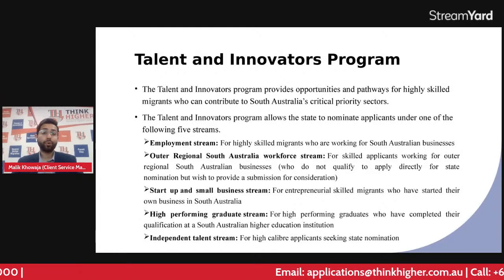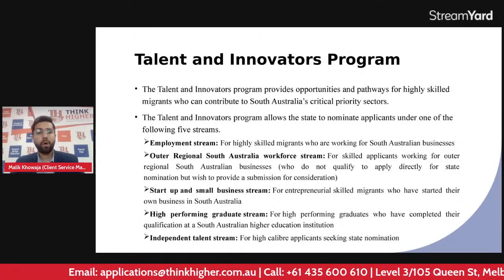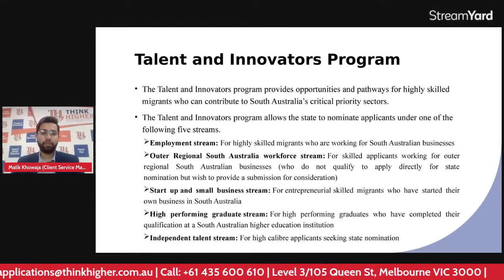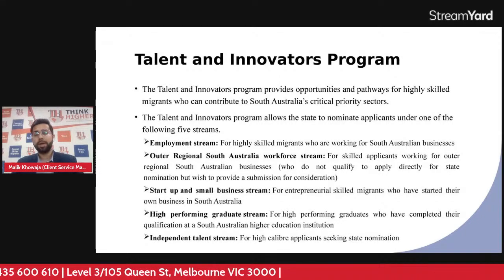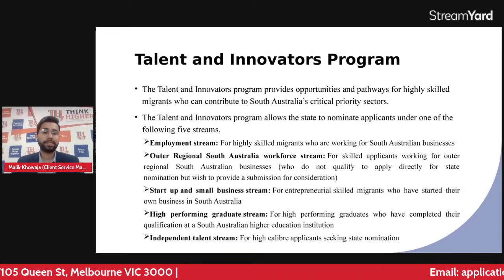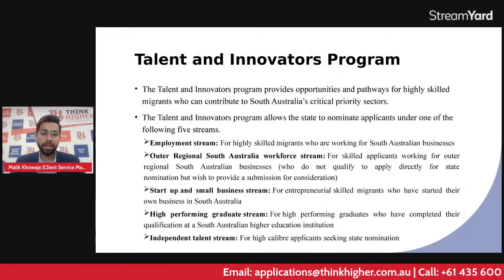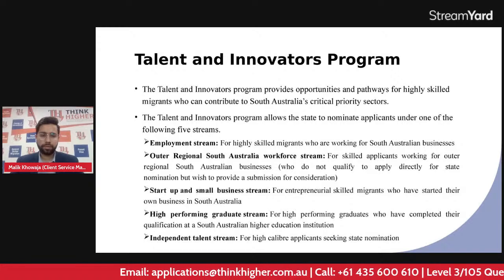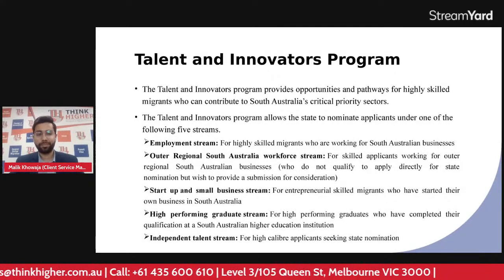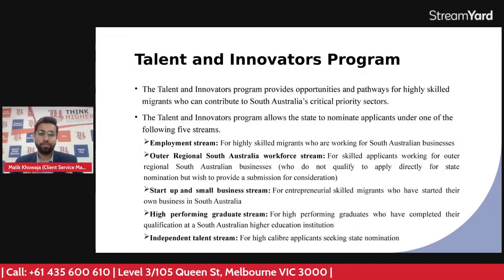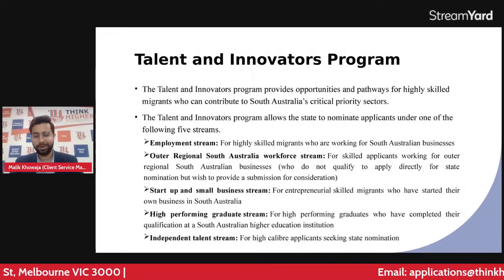Fourth stream is for those graduates who studied in South Australia, either a diploma, a master's or a bachelor's degree, for 2 years, or depending on the special requirement that would be mentioned separately on the South Australia occupation list. High performing graduates who have a higher GPA, somewhere between 5 to 6, we're going to discuss it in a later slide, will be able to apply through this stream. And the good part is that you may or may not need work experience post qualification in South Australia.